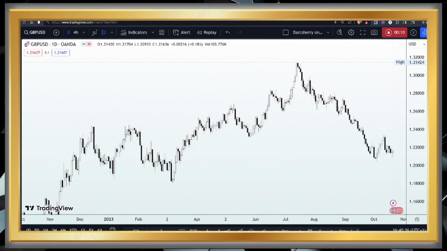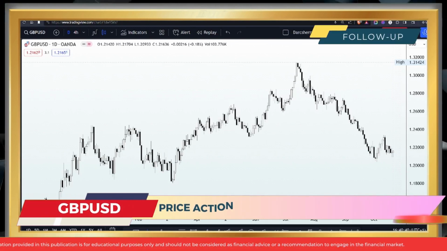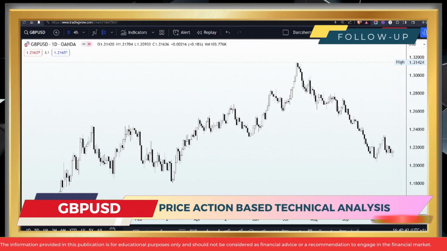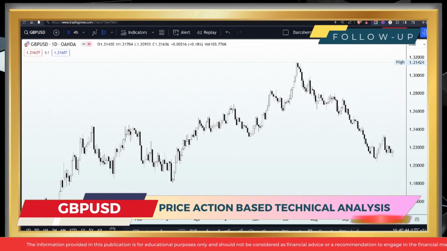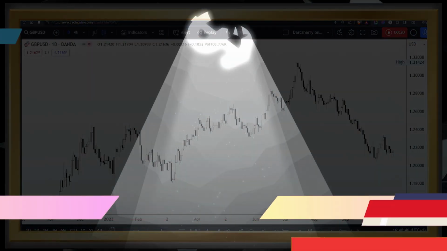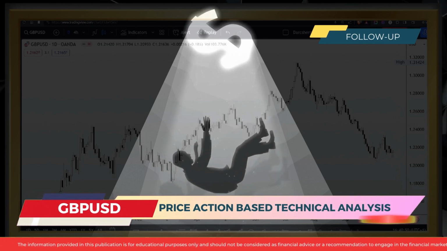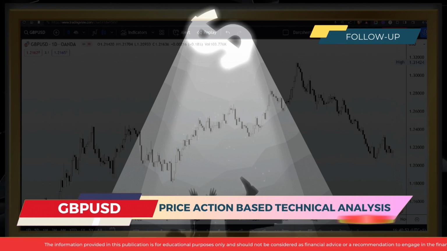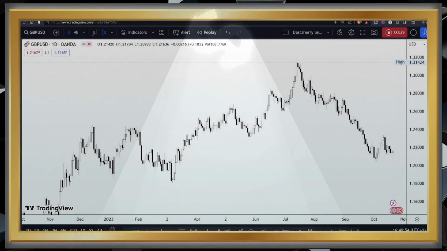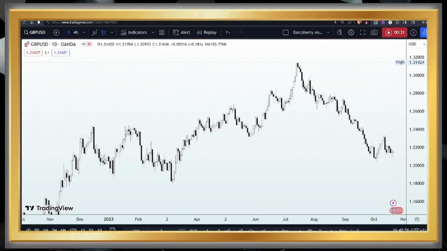analysis. In today's episode, we will be taking a closer look at the GBPUSD market structure and analyzing whether the pound sterling can take advantage of the less attractive US dollar in the upcoming week, especially after the Fed chairman's suggestion of stable interest rates.